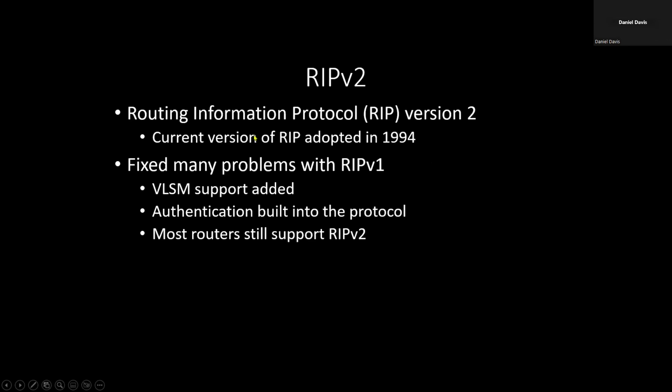RIP version 2. It's Routing Information Protocol version 2. It's the current version of RIP. It was adopted in 1994, so again, quite a while ago. It fixed many problems with RIP version 1. VLSM support was added, authentication was built into the protocol, and most routers today will still support RIP version 2.